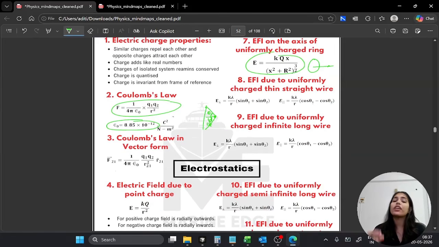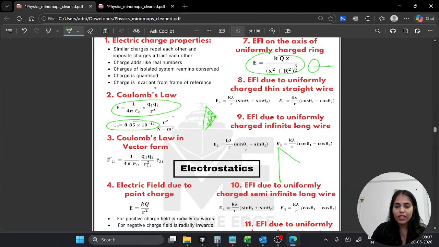Next, if you have an infinitely long wire, in that case, the electric field at a perpendicular distance is K lambda times sine theta 1 and sine theta 2. And if it is infinitely long, this theta 1 and theta 2 will become 90 degrees. If this is an infinitely long wire, this theta 1 and theta 2 become 1, right?